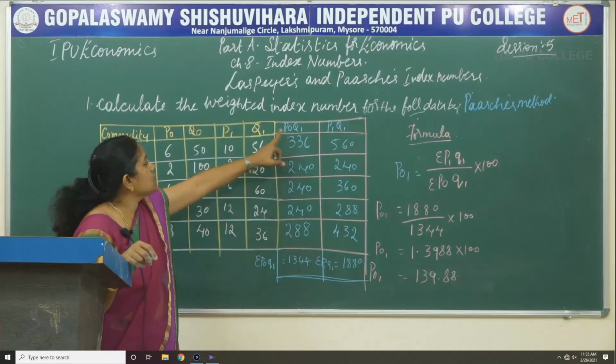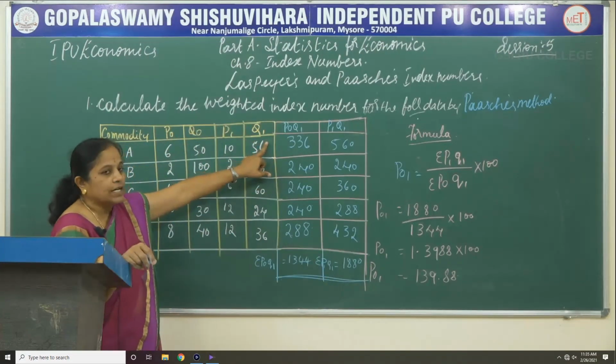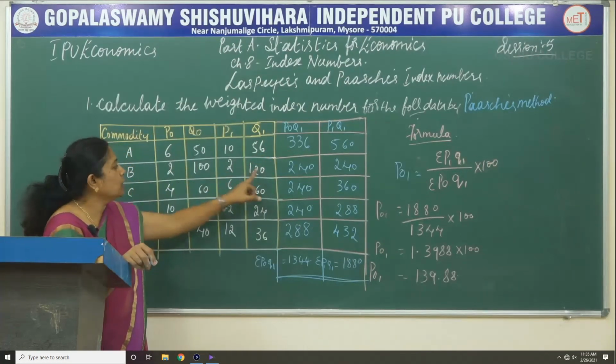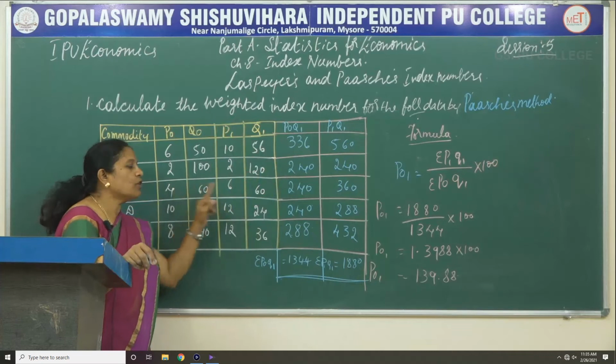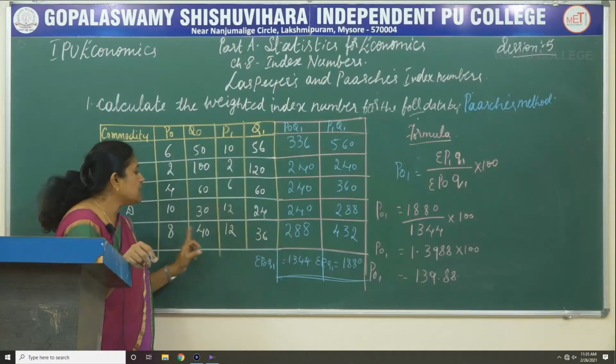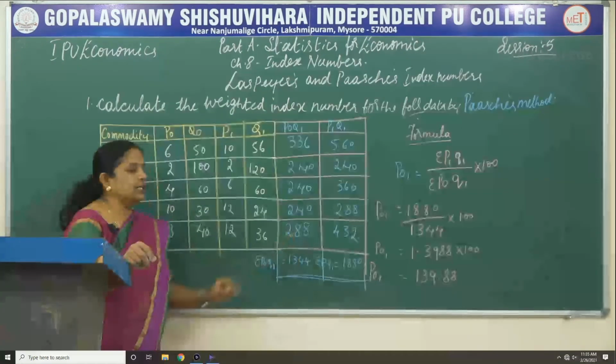So here, P0 Q1, P0 and Q1 is here. 6 multiplied by 56 is 336. 2 into 120 is 240, 4 into 60 is 240, 10 into 24 is 240, 8 into 36 is 288.